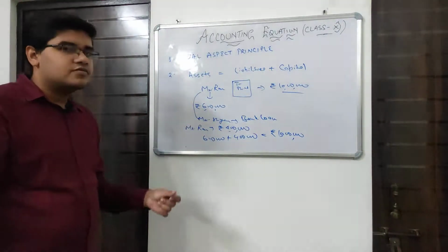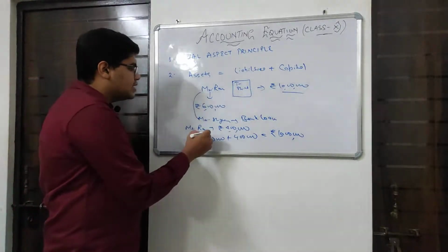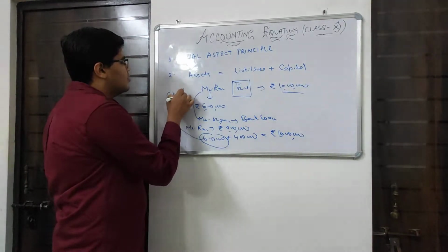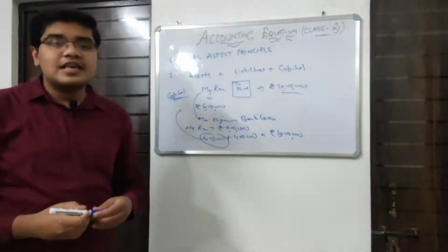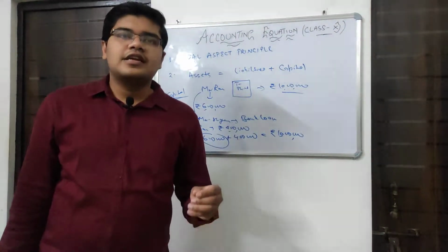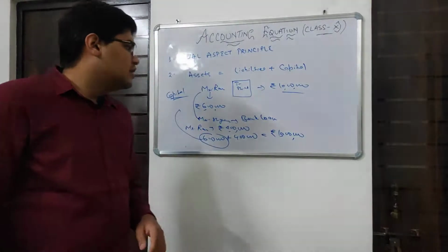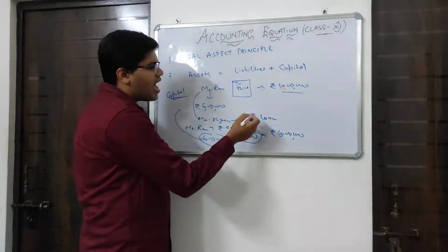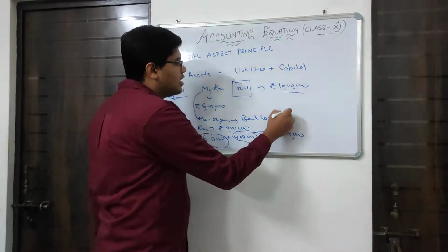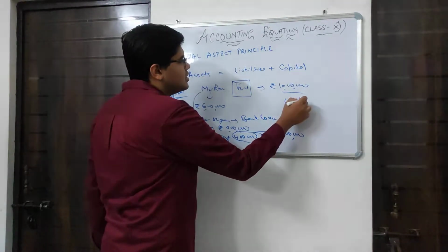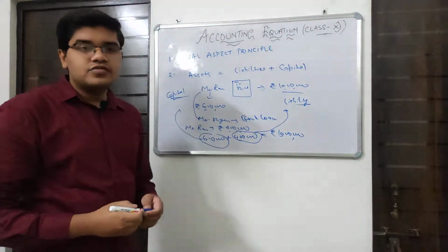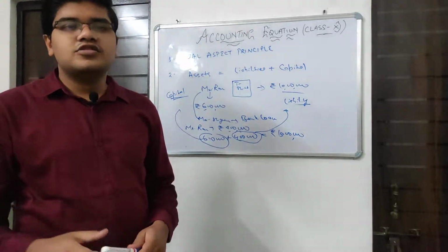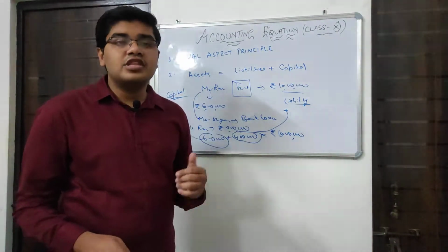Now the concept of accounting equation behind this is that the 6 lakh which Mr. Ram has in his pocket is known as capital. What is capital? Capital refers to the amount which is invested by the proprietor in a business. This is the capital. Now the 4 lakh, the amount which Mr. Ram took from the bank as a loan, is known as liability. What is liability? Liability refers to the amount which has to be paid to the outsider within the due time.